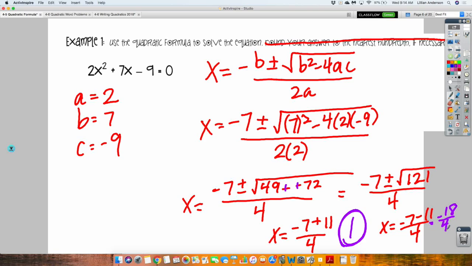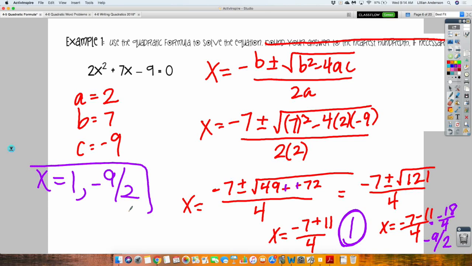What number goes into 18 and also goes into 4? 2. What's 18 divided by 2? So negative 9. What's 4 divided by 2? 2. I say this because your answers are going to be fractions on your test. So your answers are x equals 1 and negative 9 over 2. That's how you use the quadratic formula to find your solutions of a quadratic equation.